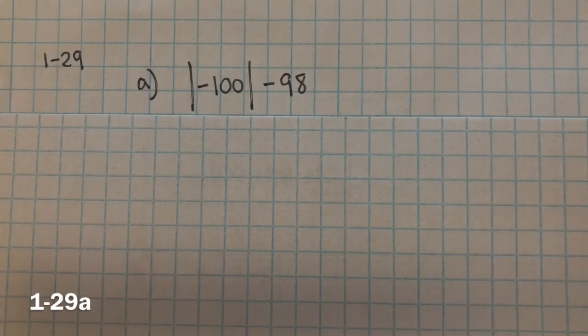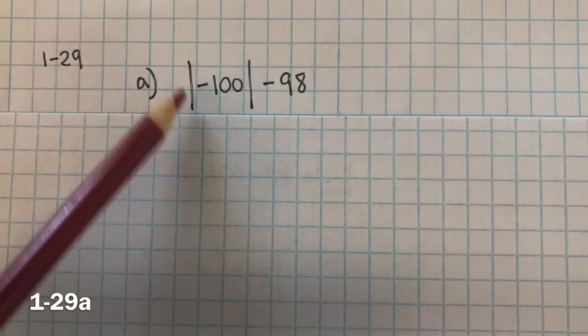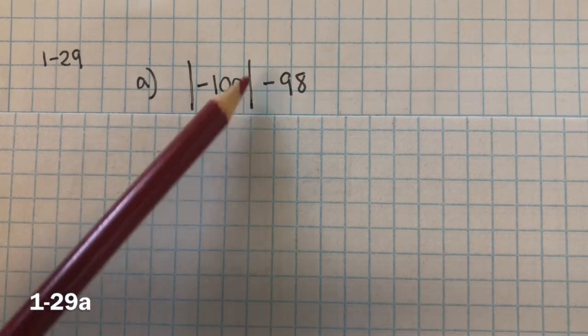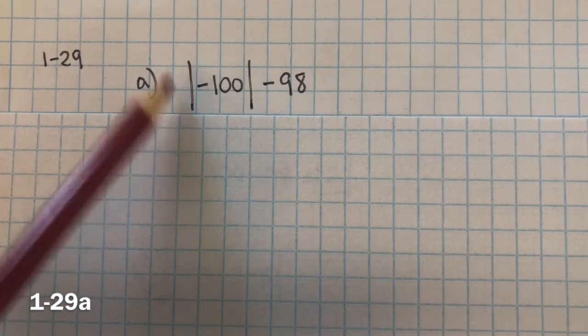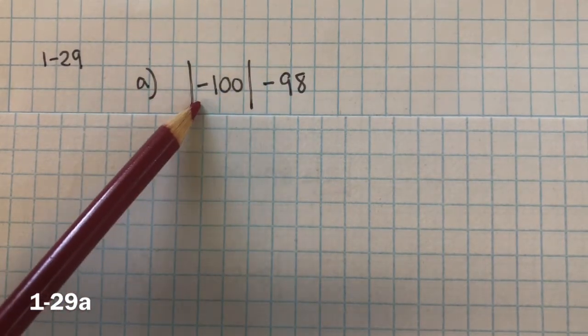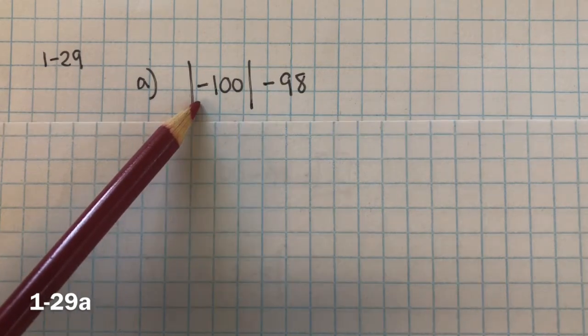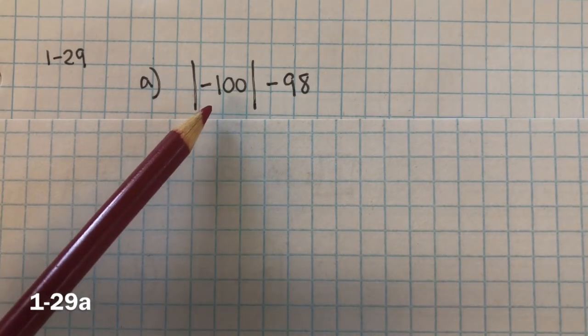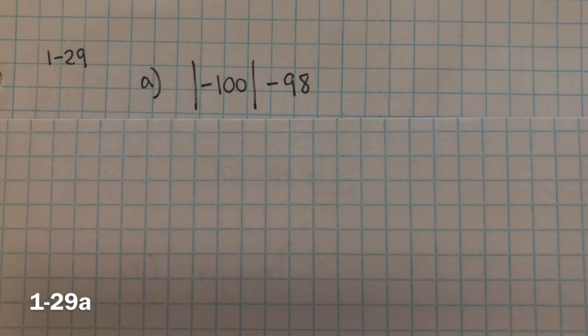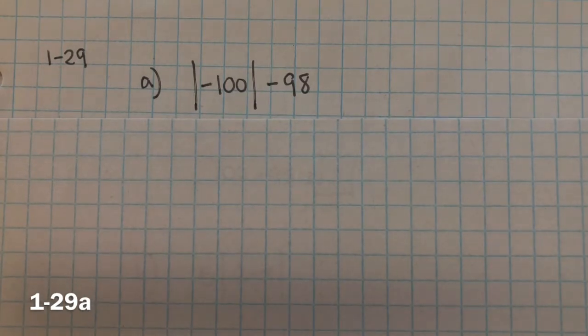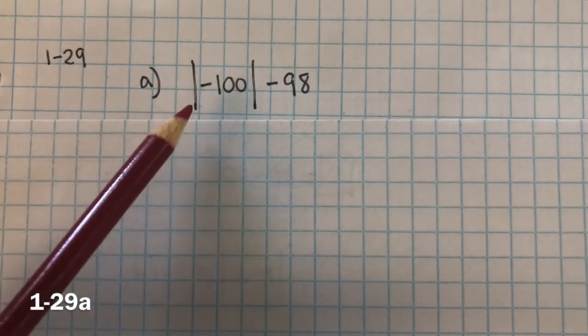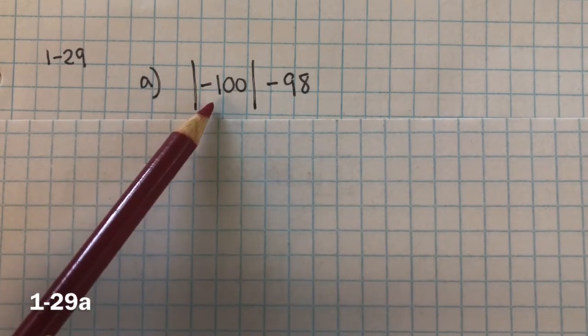For problem 129, you need to evaluate absolute value expressions. So absolute value, these vertical bars here, show you that this is taking the absolute value of negative 100. Well, what does that mean? Absolute value is the distance from 0. So how many units would that be from 0?